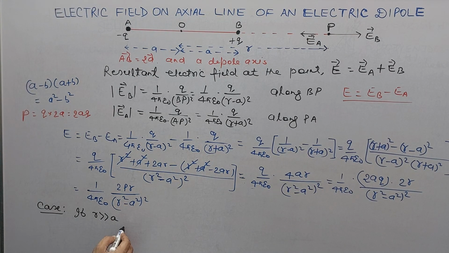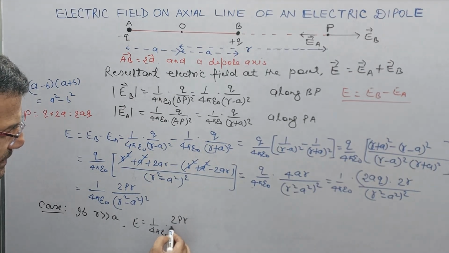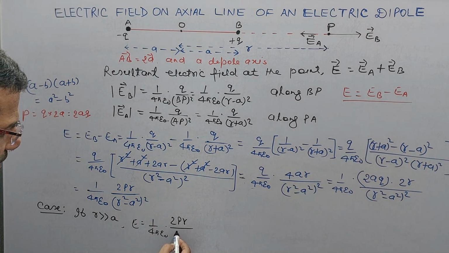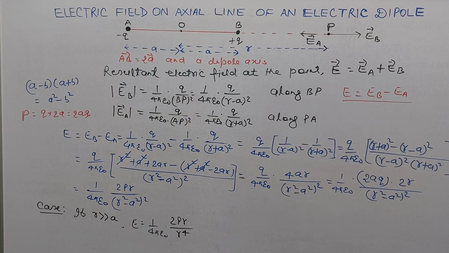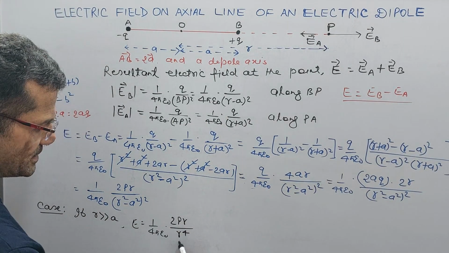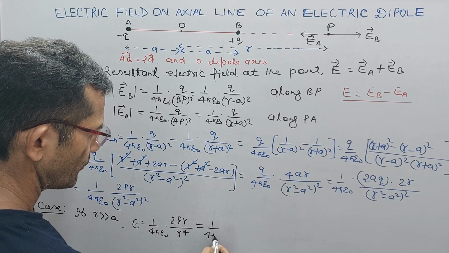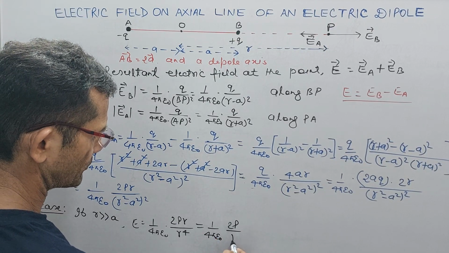Now our value of the electric field will be in that case 1 upon 4 pi epsilon naught, 2pr in the numerator, and in the denominator a square I am not considering here. (r square) whole square will be r to the power 4. Now r cancels with this. Now the final expression: 1 upon 4 pi epsilon naught, 2p divided by r cube.